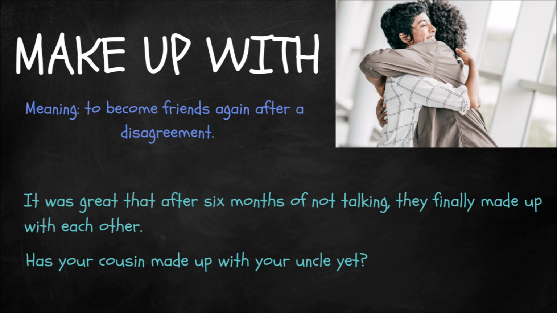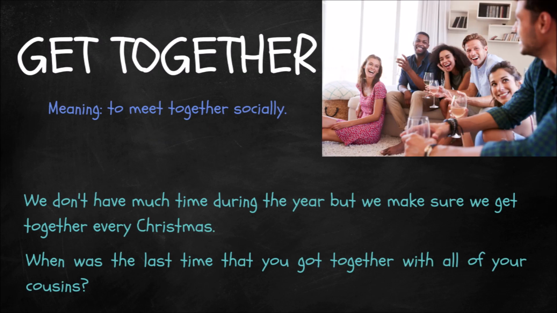This next one is a nice one and it's really common as well. So be sure to take a note if you don't already know. Get together. So this is to meet together socially. It's typical with families, but you can also use this to talk about friends as well. So you might say, have you got some time after work to get together? Let's go for a drink or let's go for a coffee. Let's get together. But let's look at some examples to do with family in context.